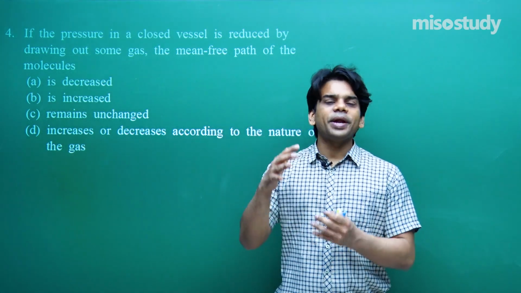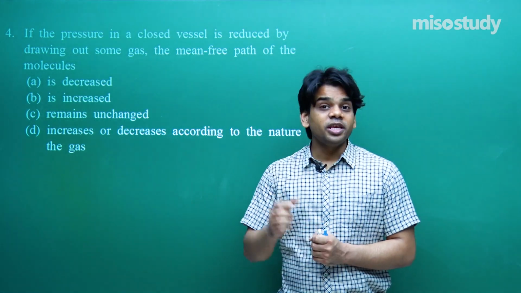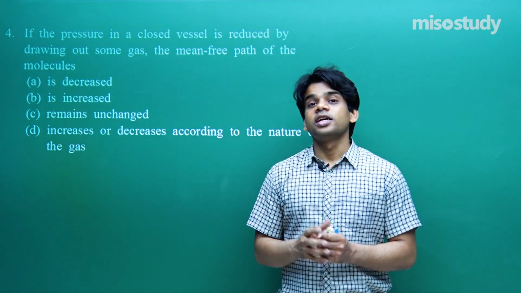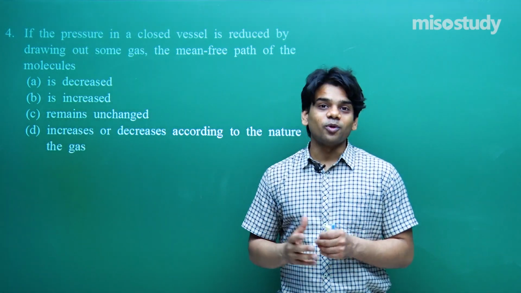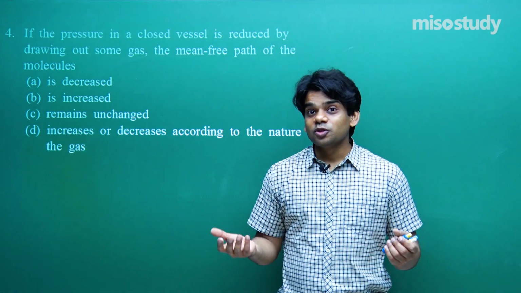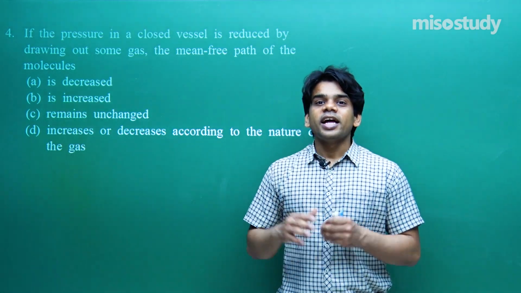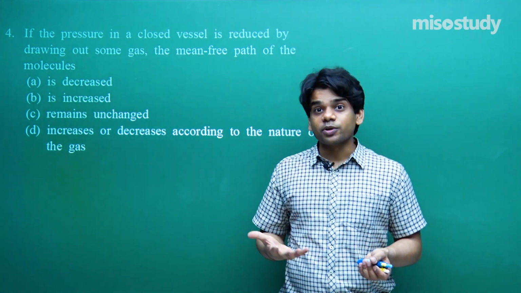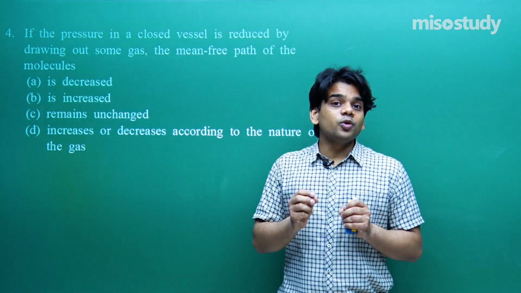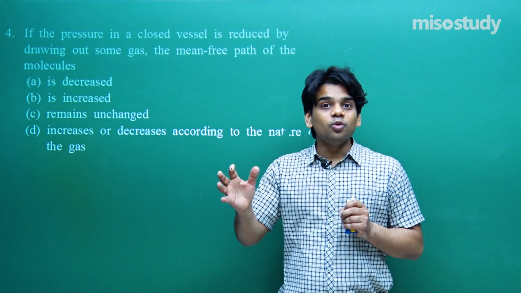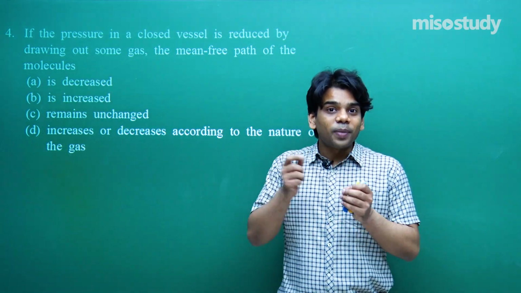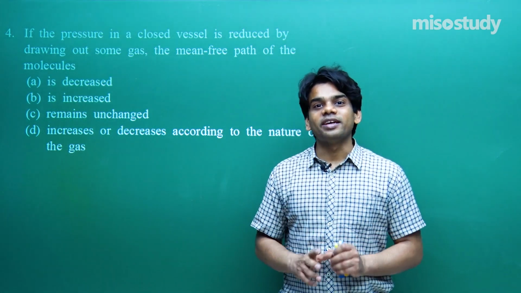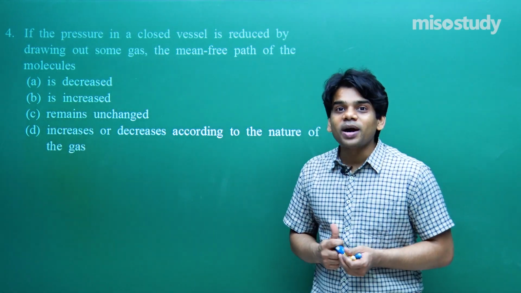If there is more pressure on a gas, the mean free path is going to reduce because randomly it's going to collide with the neighboring molecules. So mean free path is going to reduce in that case. And if the pressure is reduced, these molecules will be free to move, and the path between two random collisions will be increased. So the mean free path is going to increase.